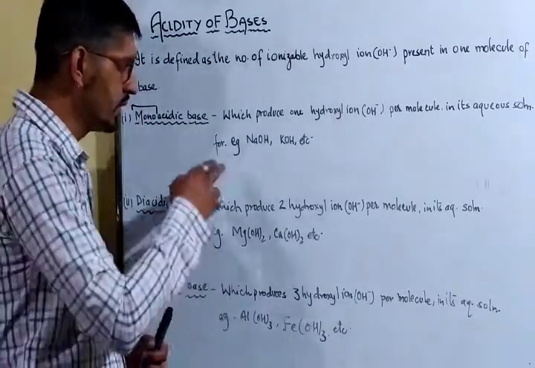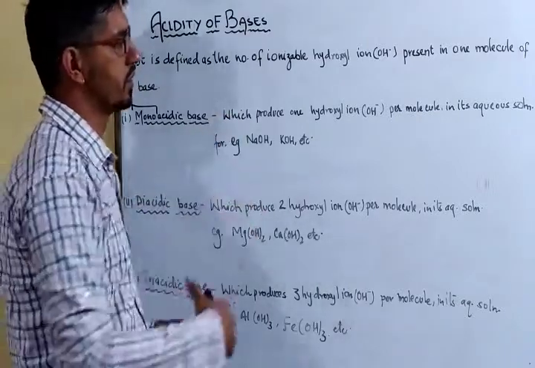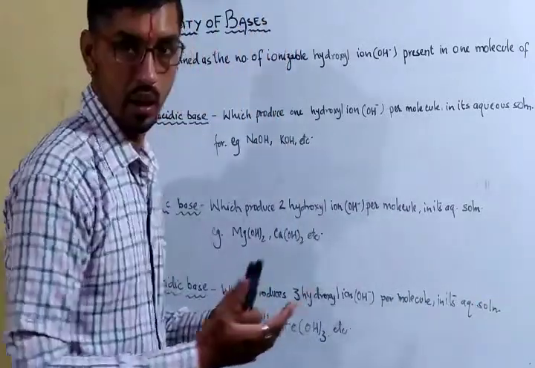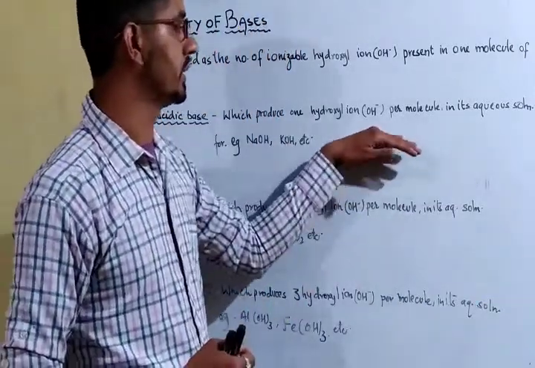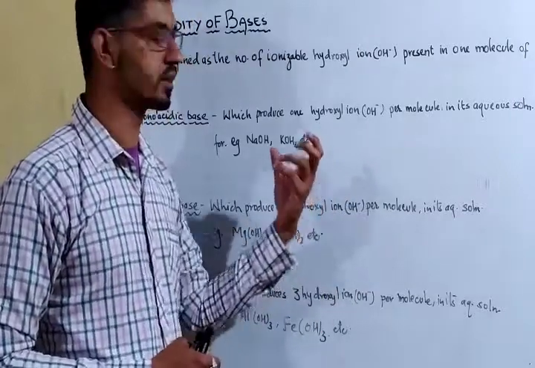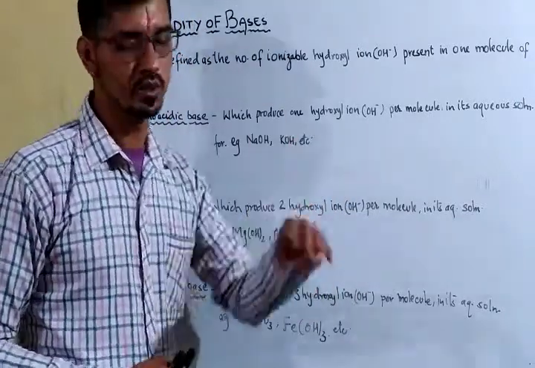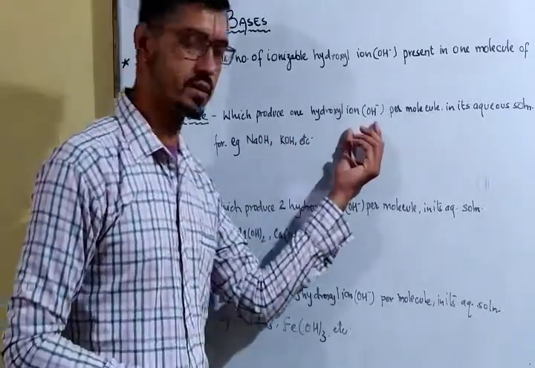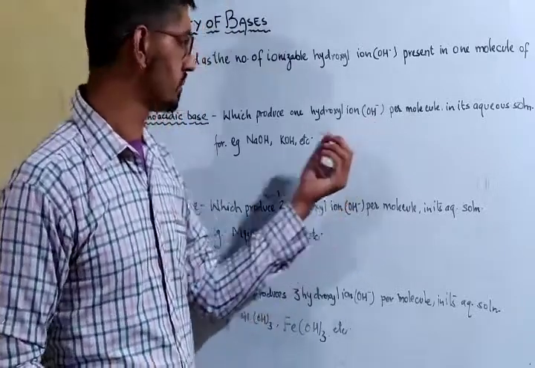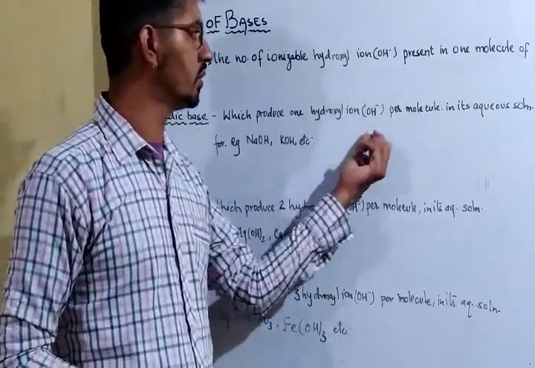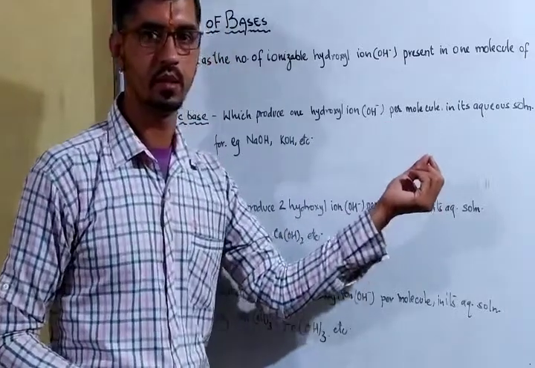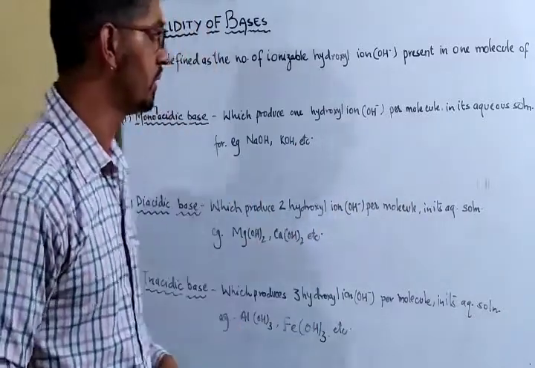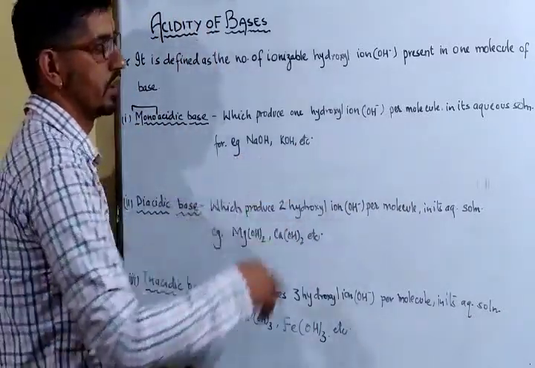Okay, that means what is a monoacidic base? Which produces one hydroxyl ion per molecule in its aqueous solution. And we know that it is a hydroxyl ion producer, when it dissolves in water. That means in its aqueous solution, when we dissolve it in water, then we will have hydroxyl ion. So it produces one OH, or you can say in its aqueous solution it will produce only one hydroxyl ion. So the examples are NaOH, KOH, etc.